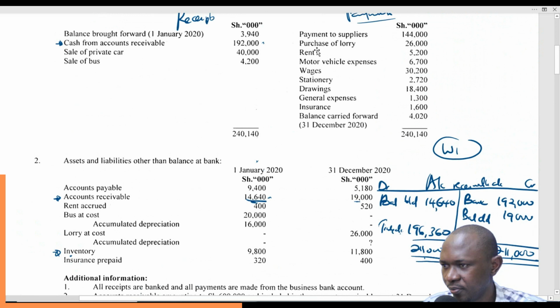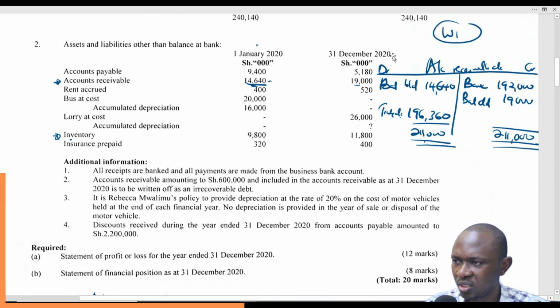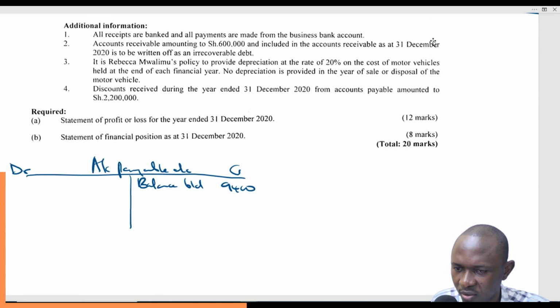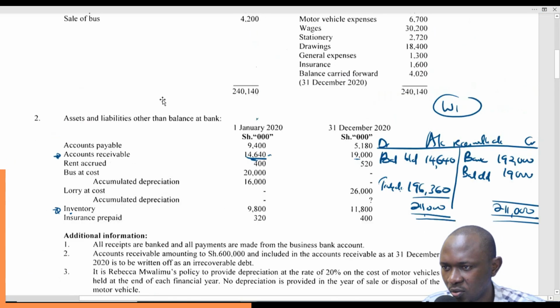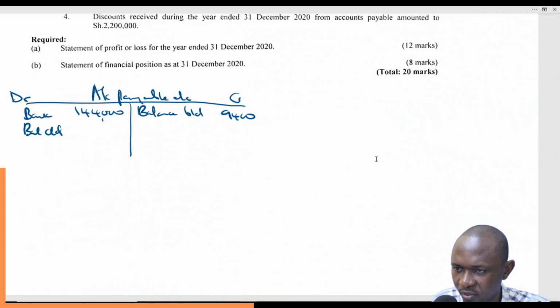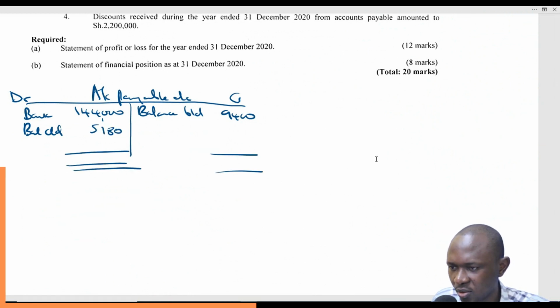Then the amount that we paid. You can see payment to suppliers 144,000. This is on the credit side, so it will affect the debit side. So we say bank 144,000, and then balance carried down. How much? We pick this figure, 5,180. Then you close the account like that.